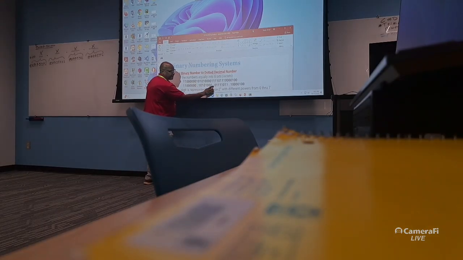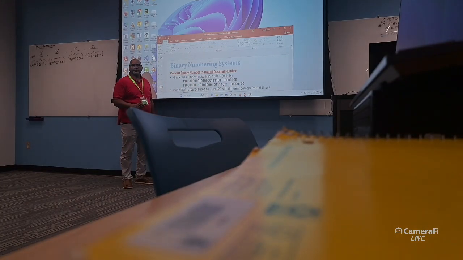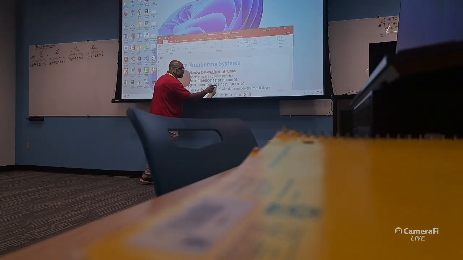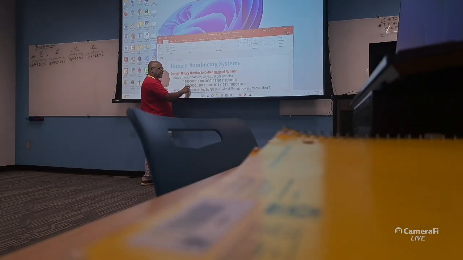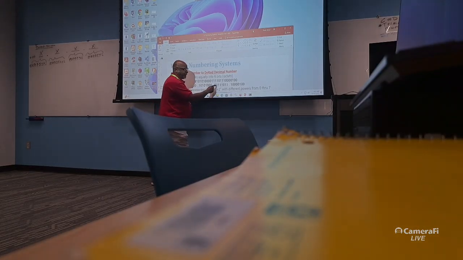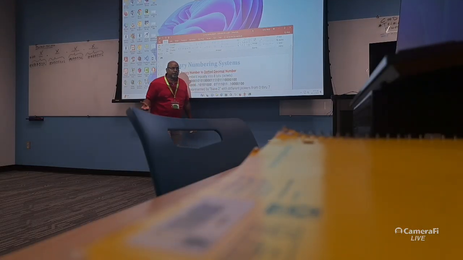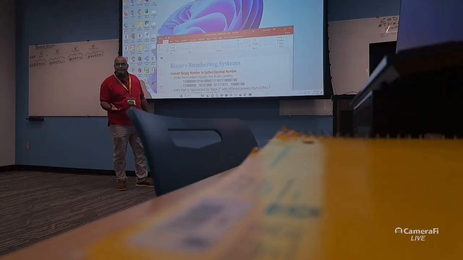Put a dot to separate the 8s. 8, 8, 8, 8. How many 1s and 0s are those? Not 24. 32. 8 times 4 is 32.